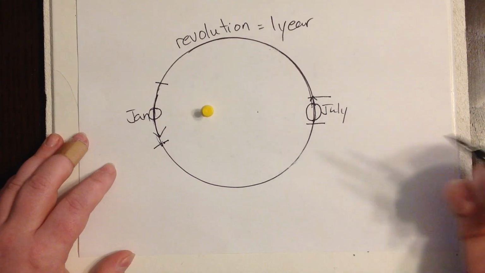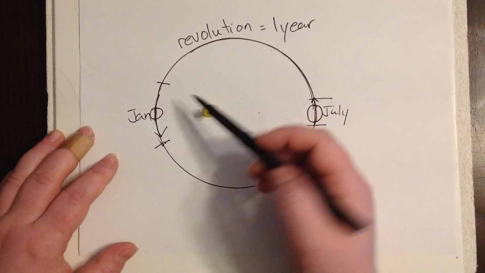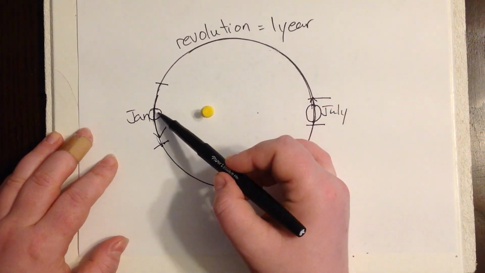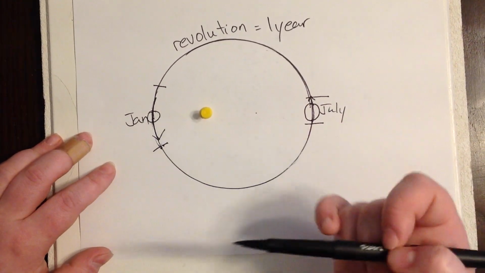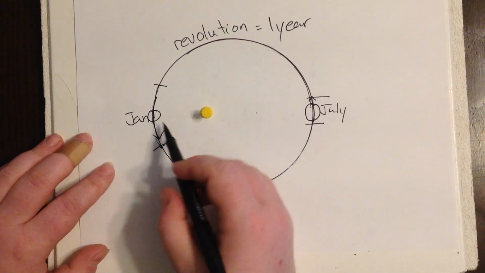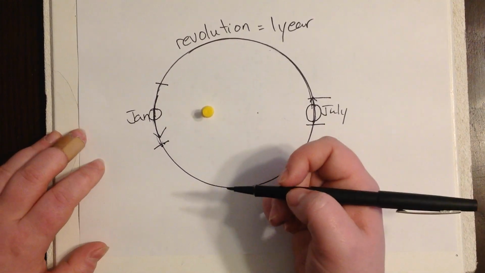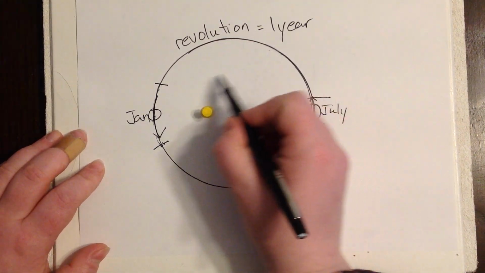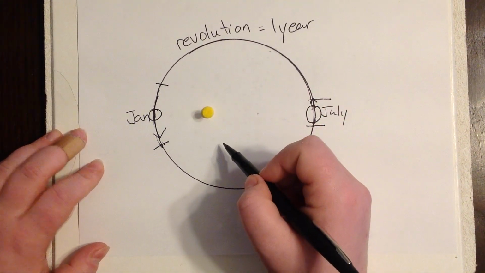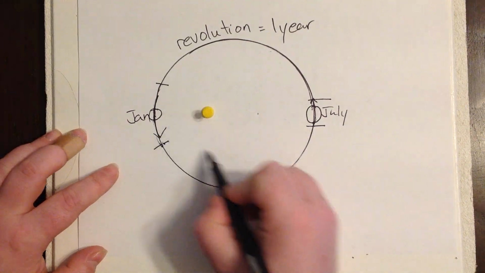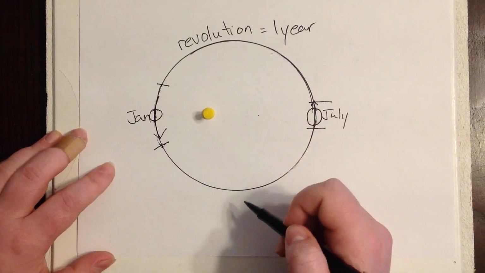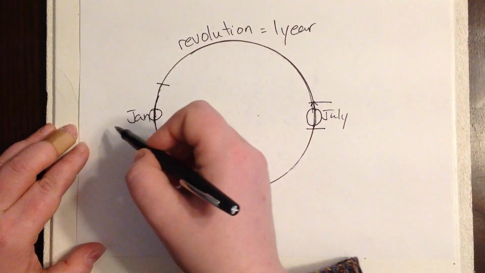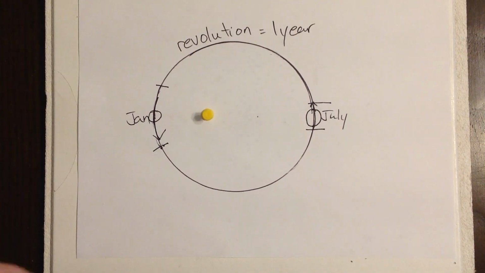So Earth's year happens to be 365 days, so it takes us 365 days to complete one complete revolution around the sun. Other planets have years that are different amounts of time, and ones that are closer to the sun are going to have shorter years, meaning it takes them less time to revolve around the sun. Ones that are farther away have longer years. Their revolution is longer.